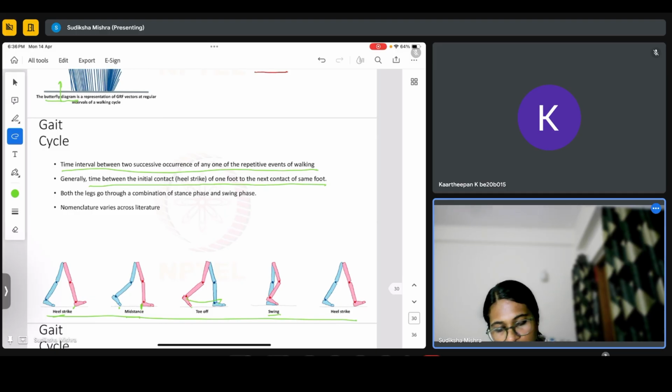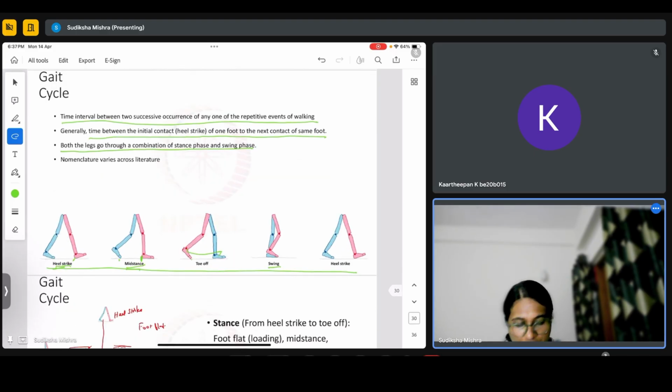So both of the legs go through a combination of stance phase and swing phase. We'll come to that, and it varies from person to person. One might consider heel strike as the first contact, and the next contact as one gait cycle, while others might consider mid stance as their initial contact. It might vary.